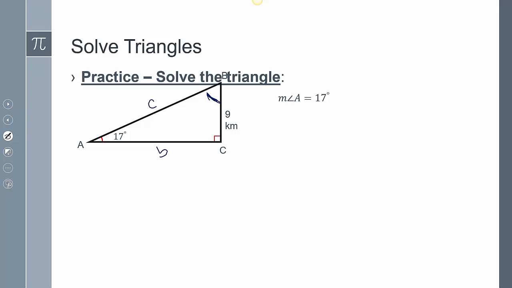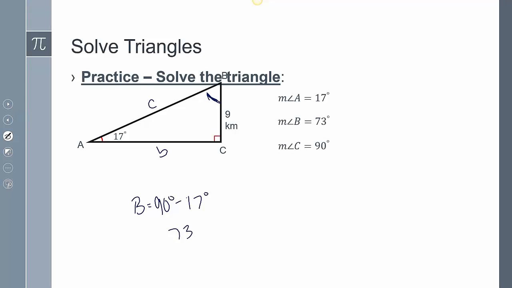And so given so far I do have this measure of angle A, well I can find B by doing 90 degrees minus 17 degrees. Or 180 degrees minus those two, right? That's another way of doing that. And so this is going to give me 73 degrees. And then my C is still going to be 90.